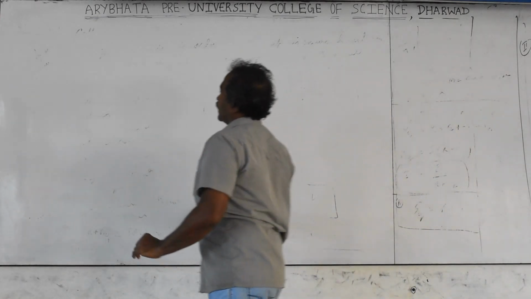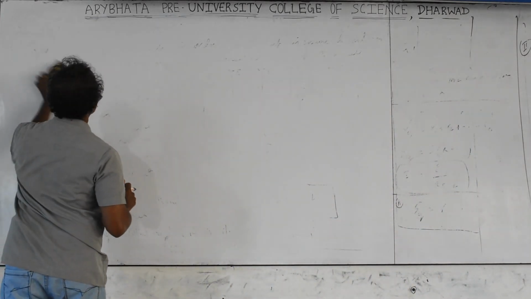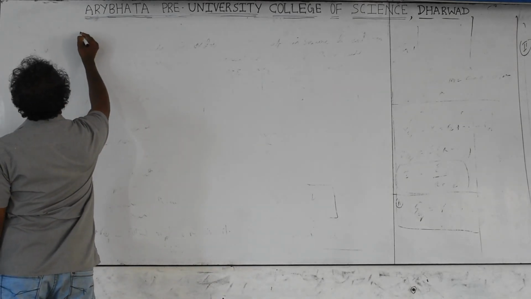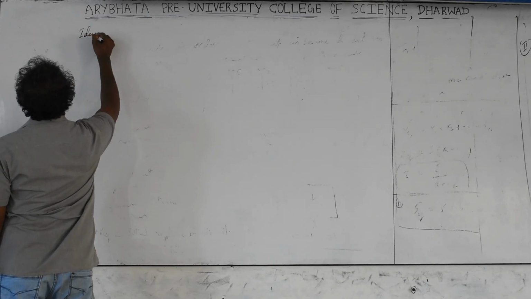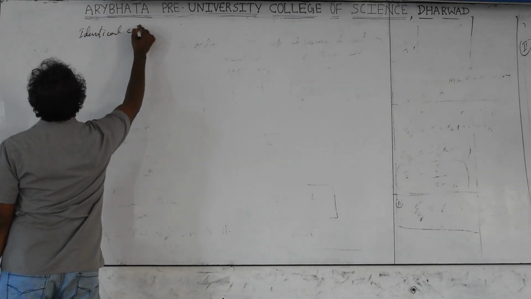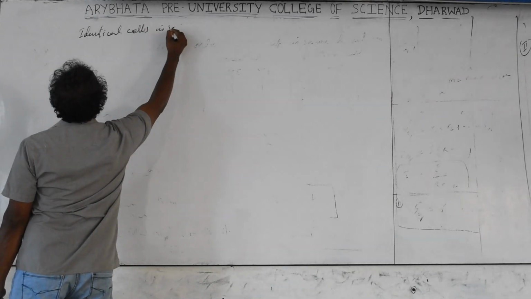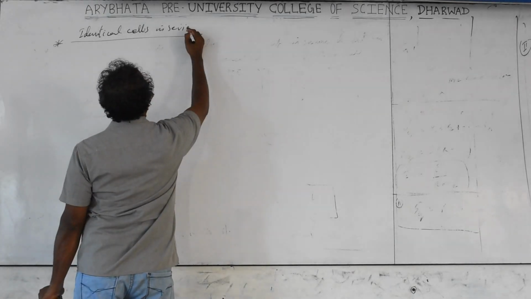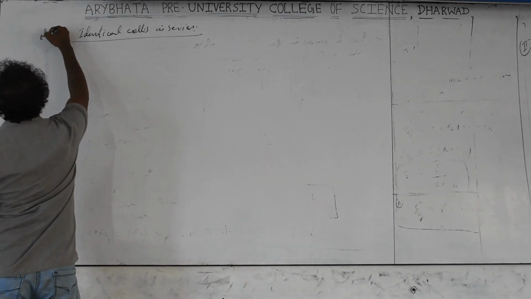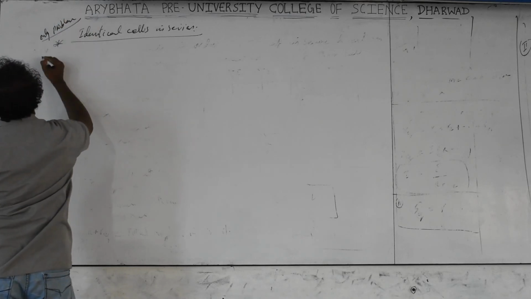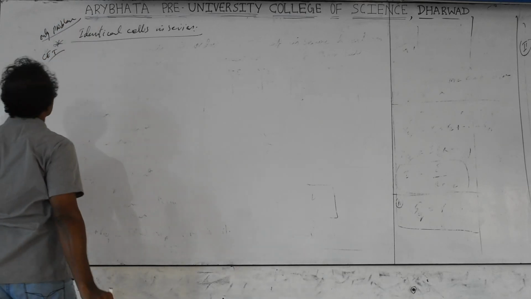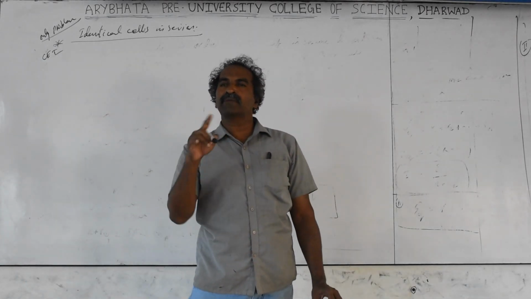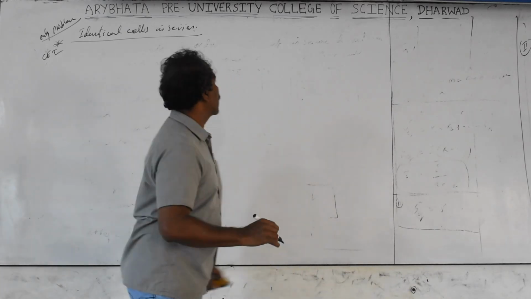Next is n identical cells. This is very important for competitive exams also. Identical cells in series is important even for competitive exams and numericals can be asked. Identical means what? Same EMF, same internal resistance. Both are equal.